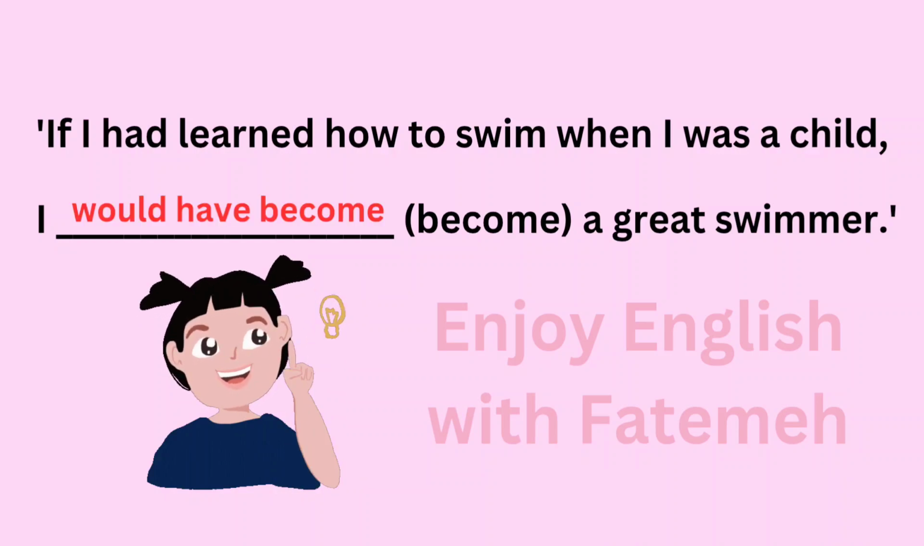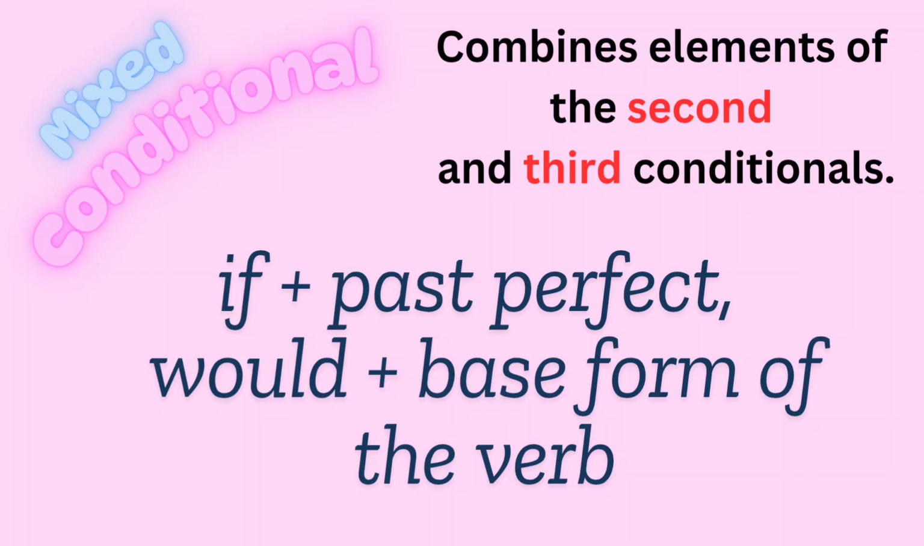And about mixed conditional. Mixed conditional combines elements of the second and third conditionals. It's used when the condition is in the past, but the consequence is in the present. The structure: if plus past perfect, then we have would plus base form. For example, if I had won the lottery last year, I would be rich now. This tense is great for talking about past conditions and present consequences.